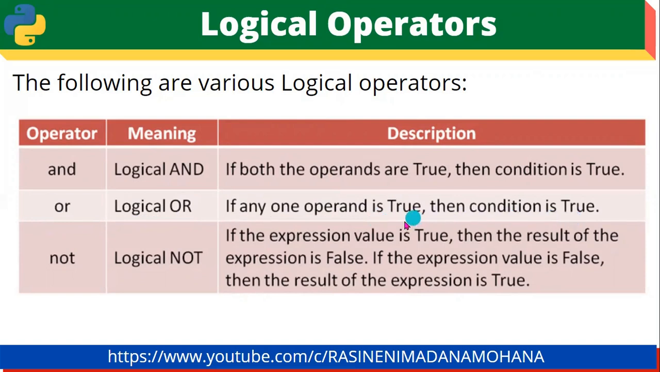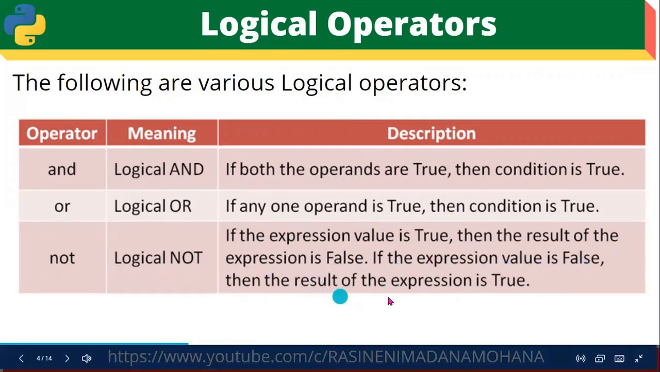If any one is true, then the result is true. Then not can be read as logical not. If the final expression value is true, then the result of the expression is false. That is negative, the reverse of the existing value. If the expression value is false, then the result of the expression is true. This is the logical not operator.